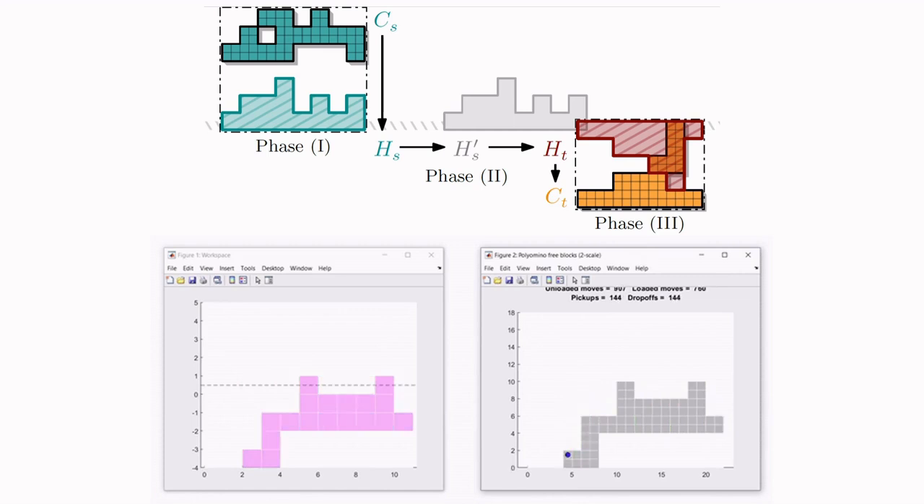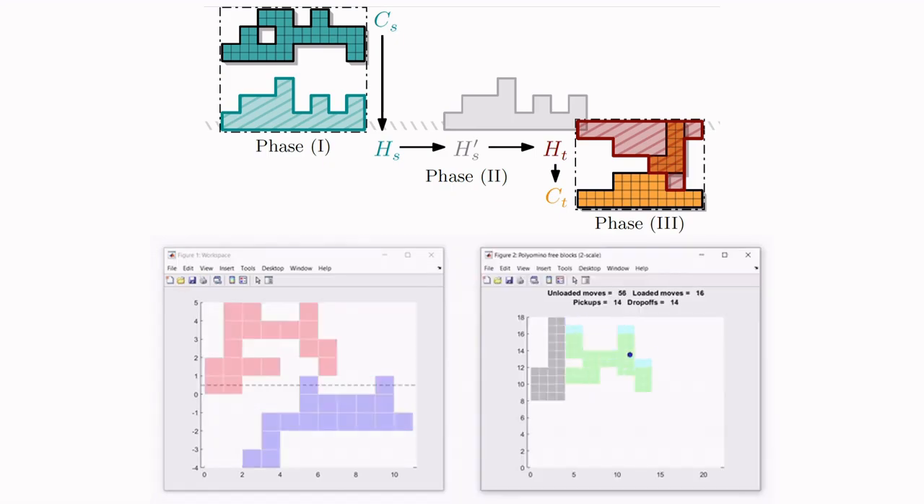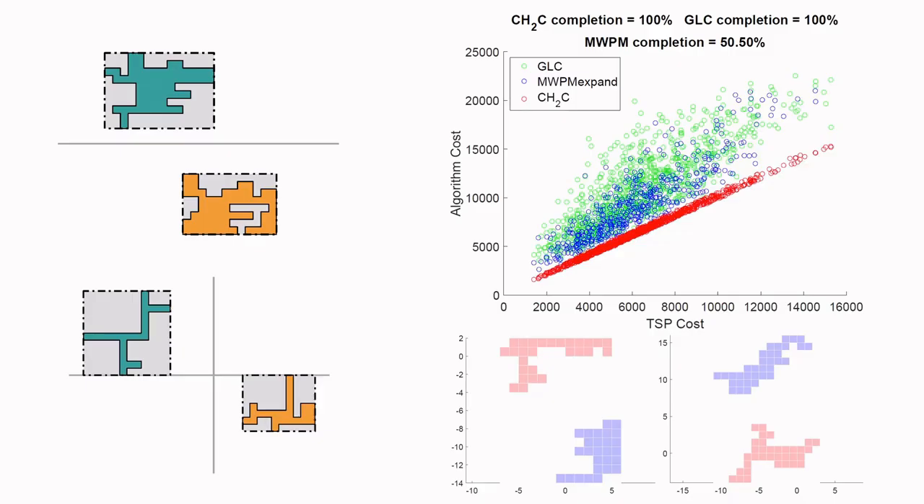A simulator was created in MATLAB to test the algorithm. Using the simulator, we compared the performance of the algorithm, dubbed CH2C, to 2 other algorithms used in prior work, the grow largest component and minimum weight pair matching expand algorithms, as well as a TSP-based solution. For the first round of tests, thousands of maps that could be clearly separated by 1 or 2 lines, as shown on the left, were used for comparison. We also assumed that the cost of picking up and placing tiles is equal to the cost of robot travel.